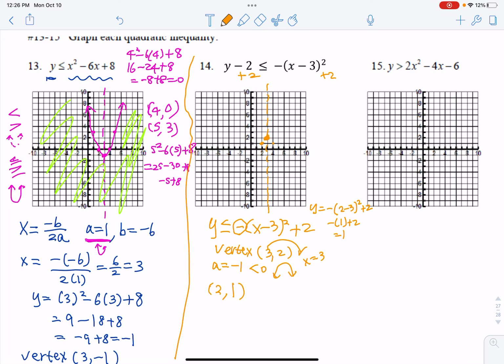And then you can plot the reflecting point. And then I will plug in 1, which means negative 1 minus 3 squared plus 2, which is negative 2 squared, negative 4. Negative 2 squared will be 4, but you have a negative in front. So negative 4 plus 2 will be negative 2. So 1 with a negative 2. Then you will get another reflecting point at 5, negative 2. And you see the inequality has an equal sign, so it will be a solid line.